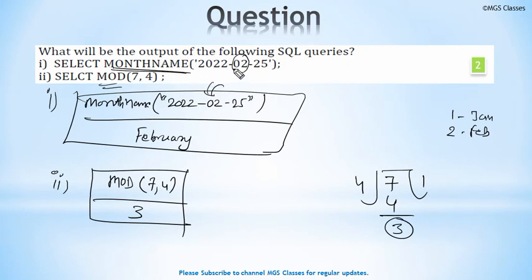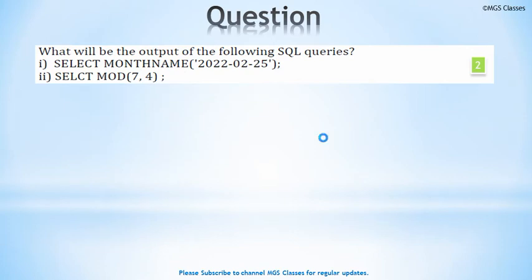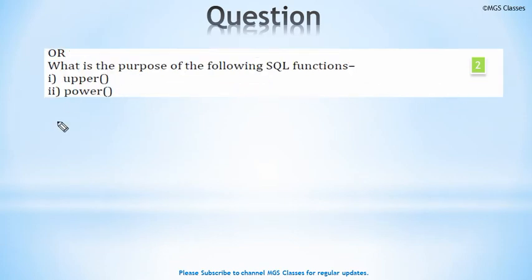I hope it is a very simple question, and you can get this answer very easily. Month name function simply returns the name of the month in a date, and mod function returns the remainder whenever we divide number 7 by number 4. Now see the internal choice of this question. It is also very simple. You need to write the purpose of this SQL function.